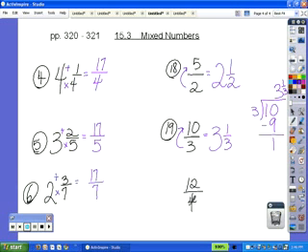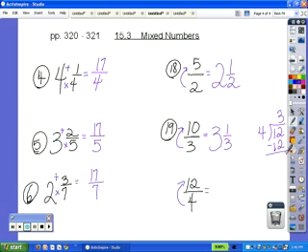On one like 12/4, we divide 4 into 12. Now when we divide 4 into 12, that goes evenly 3 times. There's no remainder. So our answer would then just be 3.